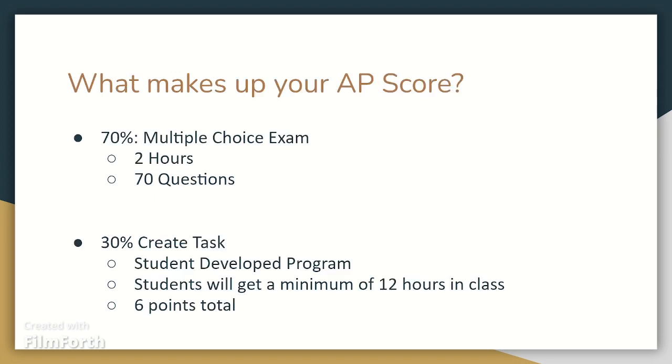Now let's talk about what makes up your AP score. 70% of your score comes from a 70-question multiple-choice exam that you will get 2 hours to complete. The first 60 questions of this test will ask you to only choose one answer. But the last 10 questions will ask you to select 2 answers. For these kinds of questions, you will only get full points if both the answers you chose are correct. You will not get any points if only one answer is correct.